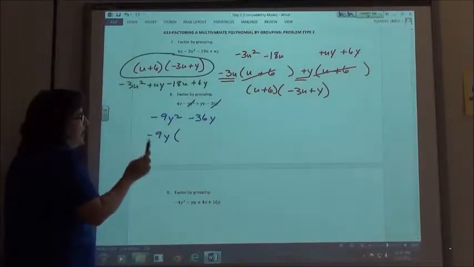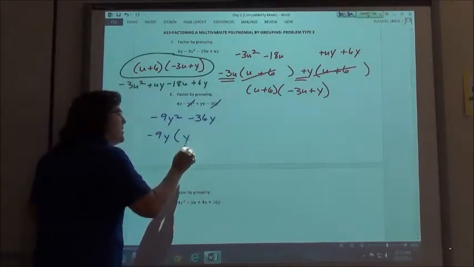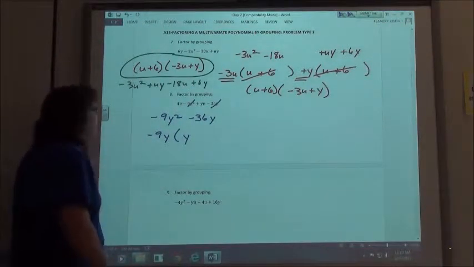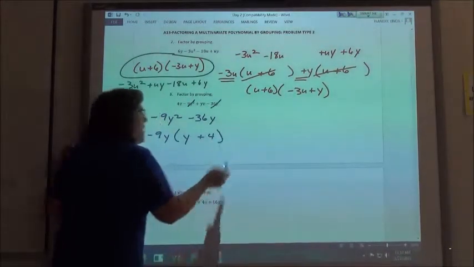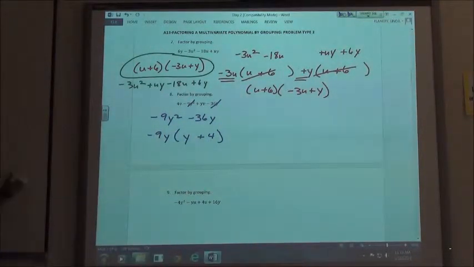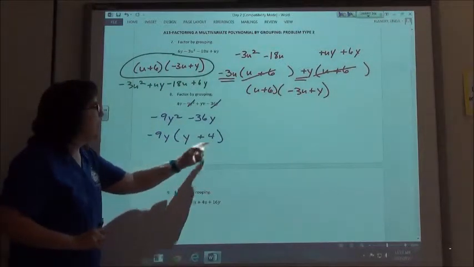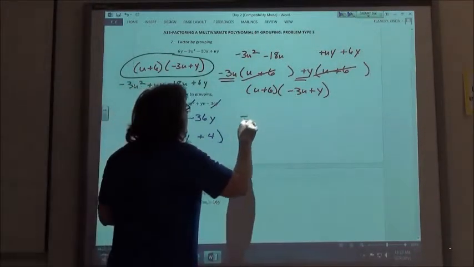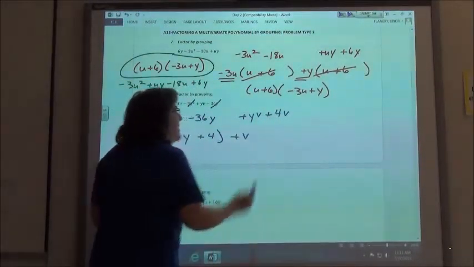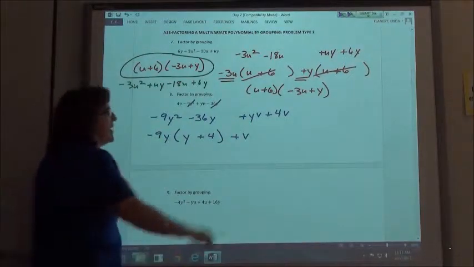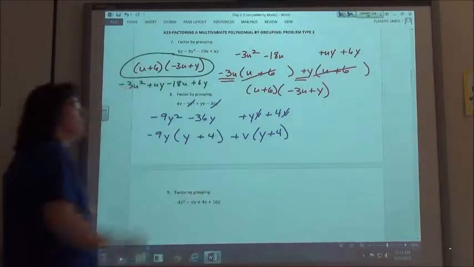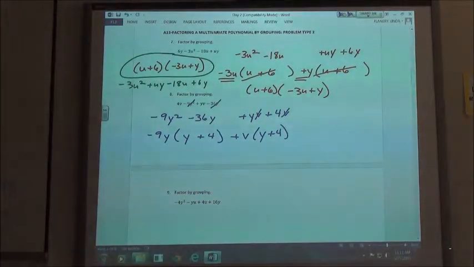If I divide negative 9y squared by negative 9y, I'm just left with a positive y. And negative 36y divided by negative 9 is positive 4, right? Negative divided by a negative makes that positive. So my goal when I do my other ones, I want the one with the y first and the 4 second. So I have a positive yv and a positive 4v. They both have a positive v in common. If I take those v's out of there, I'm left with y plus 4, which is my goal, to end up with that exact same thing in both sets of parentheses.